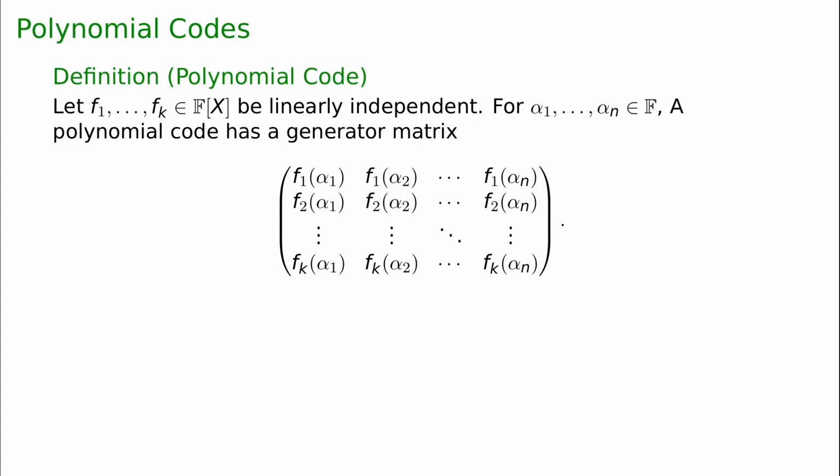We are going to take k polynomials f1 through fk that are linearly independent. We're also going to have generators alpha1 through alpha n in our field. And each row of the code is just going to take each of f1 through fk and evaluate it at all endpoints of the code.